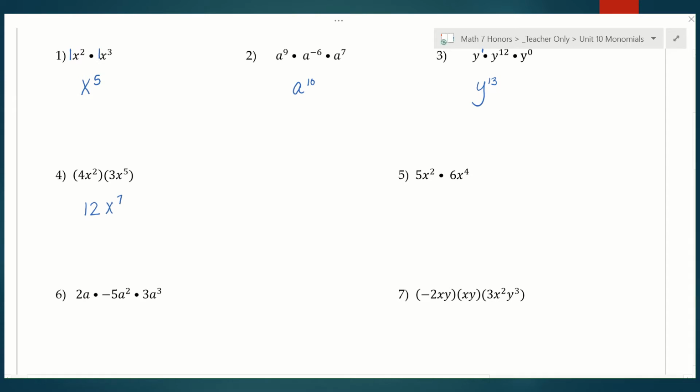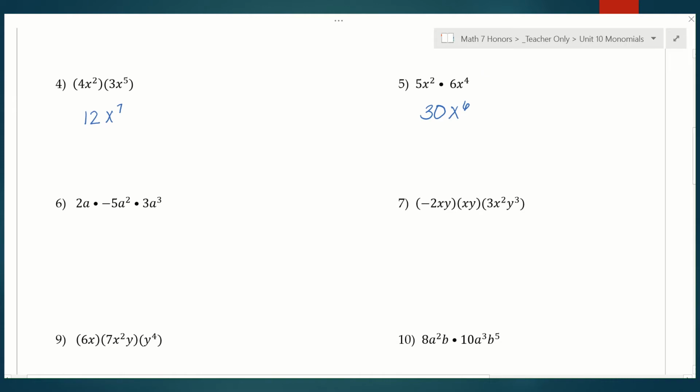In number 5, 5x squared times 6x to the fourth. I'm going to multiply my coefficients. 5 times 6 is 30. And x squared times x to the fourth, I would get x to the sixth because I add my exponents.